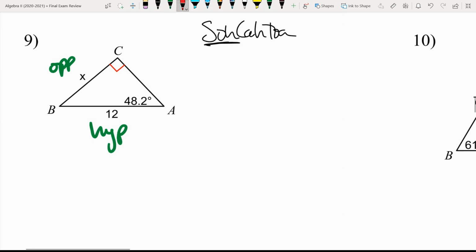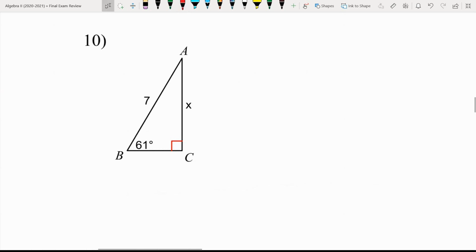Okay. So setting this up, sine of 48.2 degrees equals opposite, which is x, over hypotenuse, which is 12. And you can see all we got to do is multiply both sides by 12. So x is just equal to 12 times sine of 48.2 degrees. This one here, we got opposite, we got adjacent. This is pretty much the same exact setup as the last one. Sine 61 degrees equals opposite, which is x, over adjacent 7. And the solving aspect of this was similar, multiply both sides by 7. So really x is equal to 7 sine of 61 degrees.